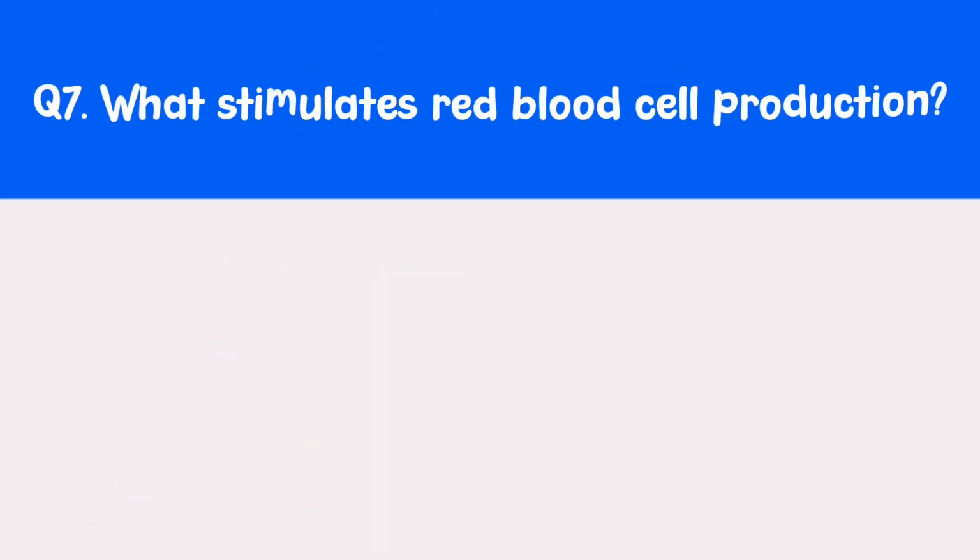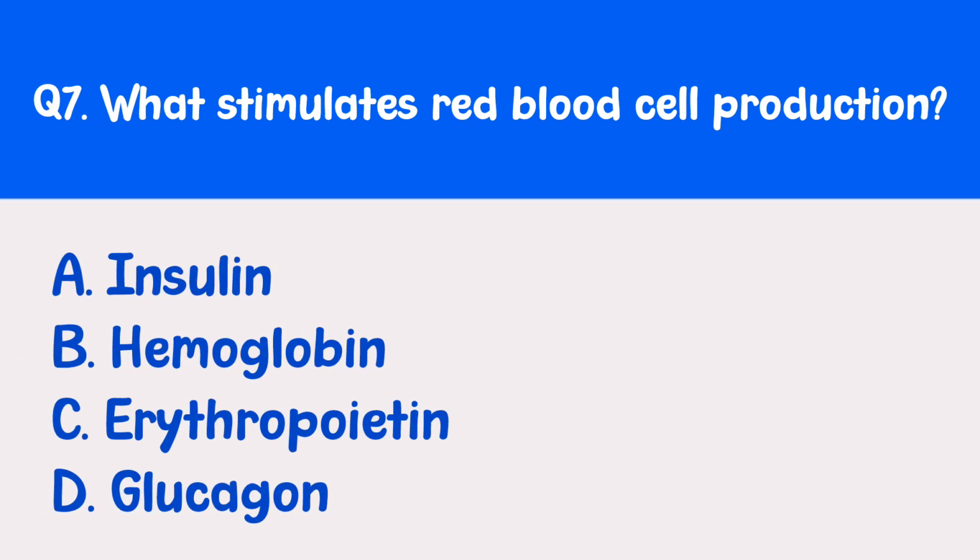Number 7. What stimulates red blood cell production? A. Insulin, B. Hemoglobin, C. Erythropoietin, and D. Glucagon. Our answer here should be C, which is erythropoietin. Erythropoietin is a hormone from the kidneys that promotes red blood cell formation in response to hypoxia.